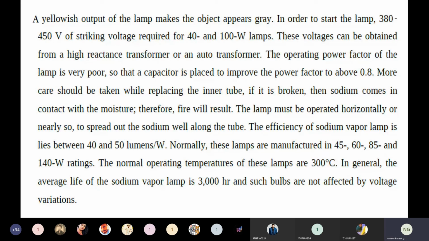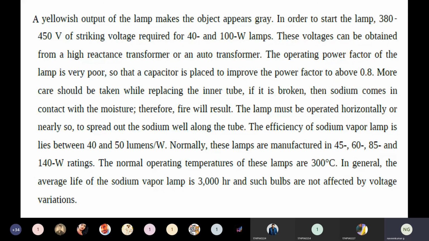If it is broken, then what happens? Sodium comes in contact with moisture. This will result in a blast. The lamp must be operated horizontally or nearly so, to spread the sodium equally, in a leveled way, along the tube. We cannot hold it upright or vertically. So it should be operated in a horizontal position only.